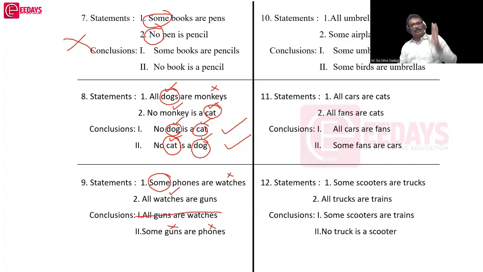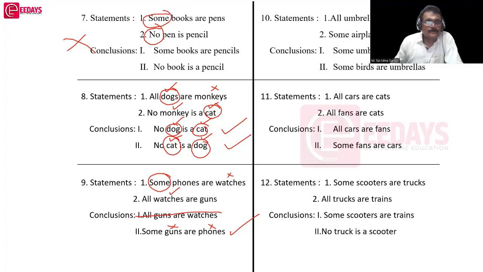Here, two terms are not distributed. What is the fourth property? If any term is distributed in the conclusion, the term must be distributed in the statement. Here, both terms are not distributed. So, that is a valid conclusion. That's it.